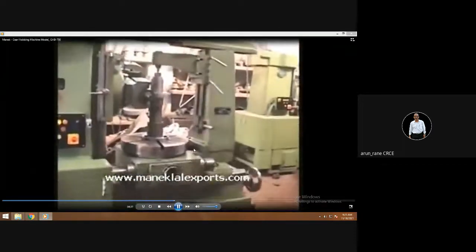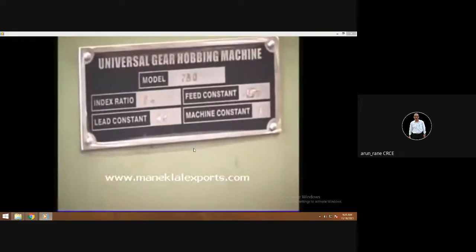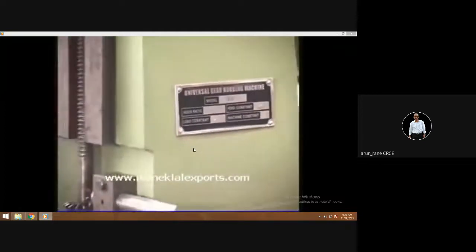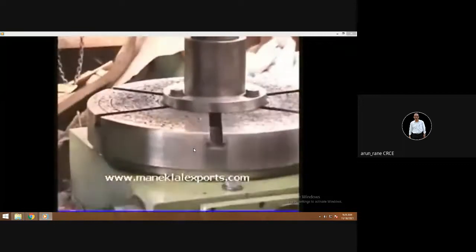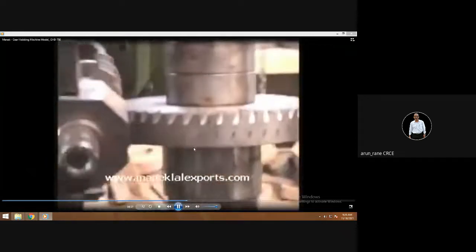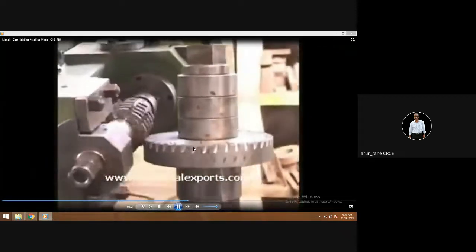Why do you go for helical gear? Because helical gears are less noisy than spur gear in a gearbox, because the teeth engagement is smooth and gradual, and therefore they are less noisy. So that's why helical gears are preferred. But spur gears are easier to manufacture than helical gears.